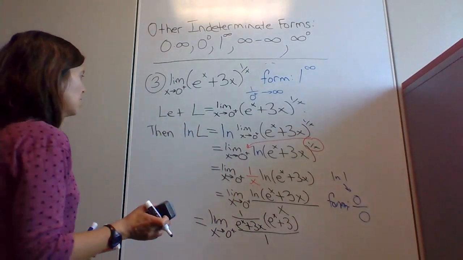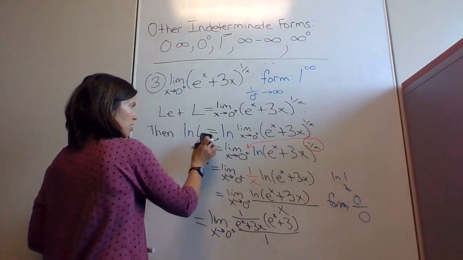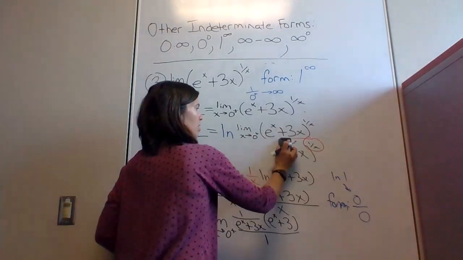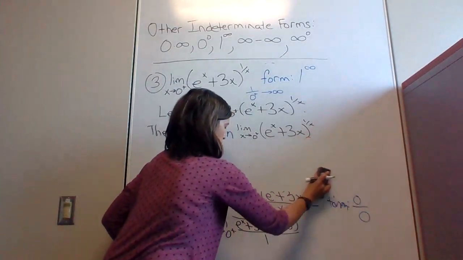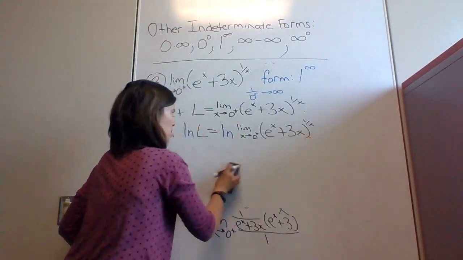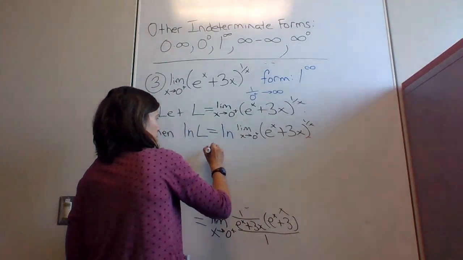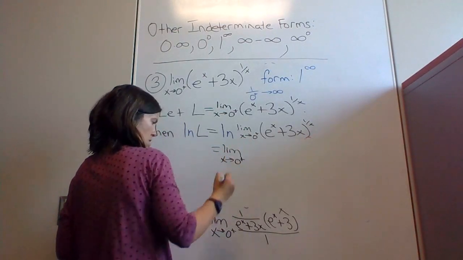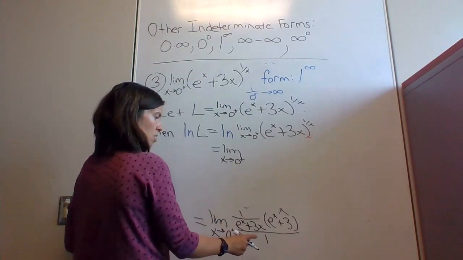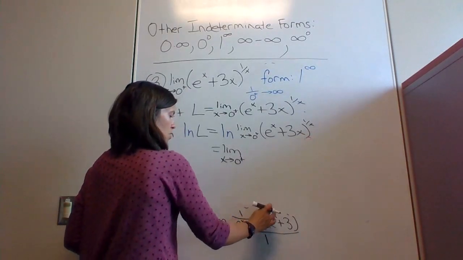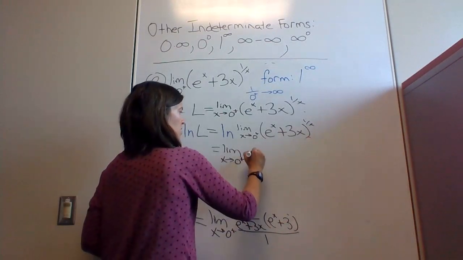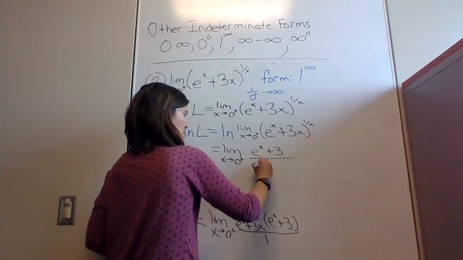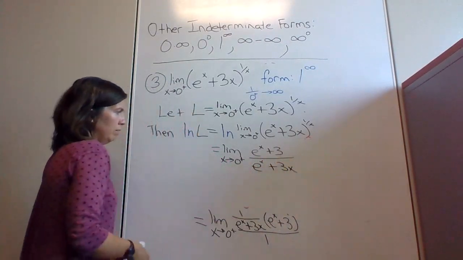And I'm going to need to bring this up. So this is equal still to the natural log of L. I'm going to come up here, erase what we have here, and copy that last step. So at this point, we know that this limit is equal to this down here. Let me go ahead and clean it up. So this is 1 times this, e to the x plus 3 over e to the x plus 3x, and then all of that over 1, which we don't need to write.